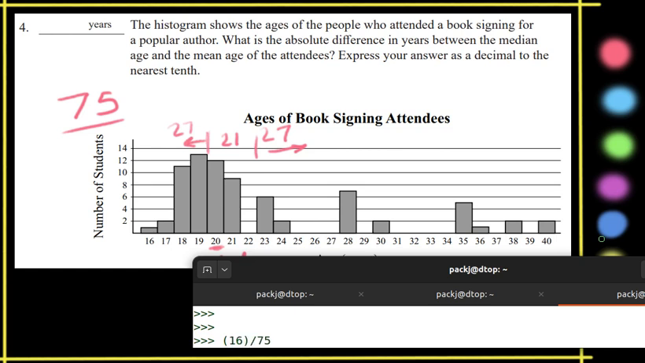So I've got one 16, plus two 17s, plus 11 18s. Hopefully I don't mess this up. Yeah, 11. Okay, and then I've got 13 times 19. So I've got 13 that are 19 years old. That's the mode, the one with the most. And then I've got 12 times 20, and 9 times 21, and 6 times 23.